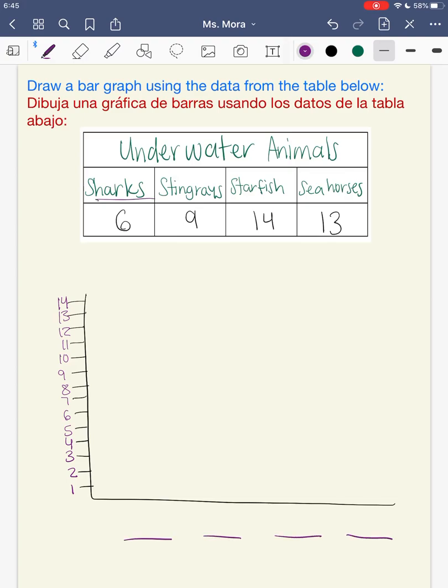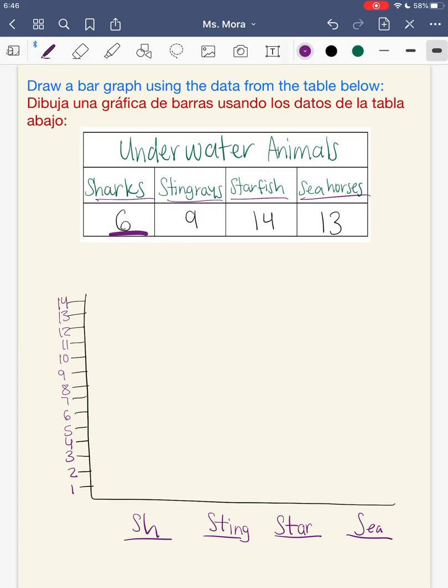So I have sharks, and all of these start with an S, so I'm going to write the first 2 letters. So sharks, stingrays, starfish, you can write part of the word, and seahorses. Okay, alrighty, and then I'm just going to draw my bars. Okay, so ya después de que puse mis categorías, voy a dibujar mis barras.